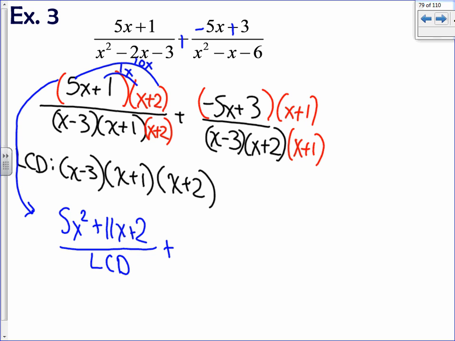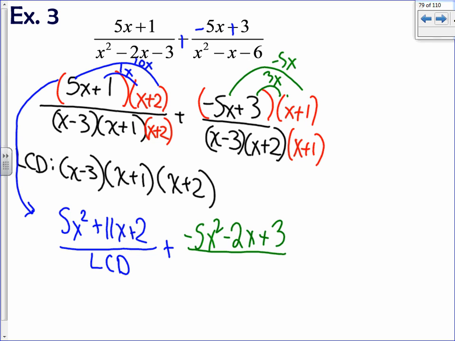Plus, now up here, I'm going to distribute, or in other words, FOIL, negative 5x squared, and then I have 3x and negative 5x, so that's negative 2x plus 3 over my LCD.